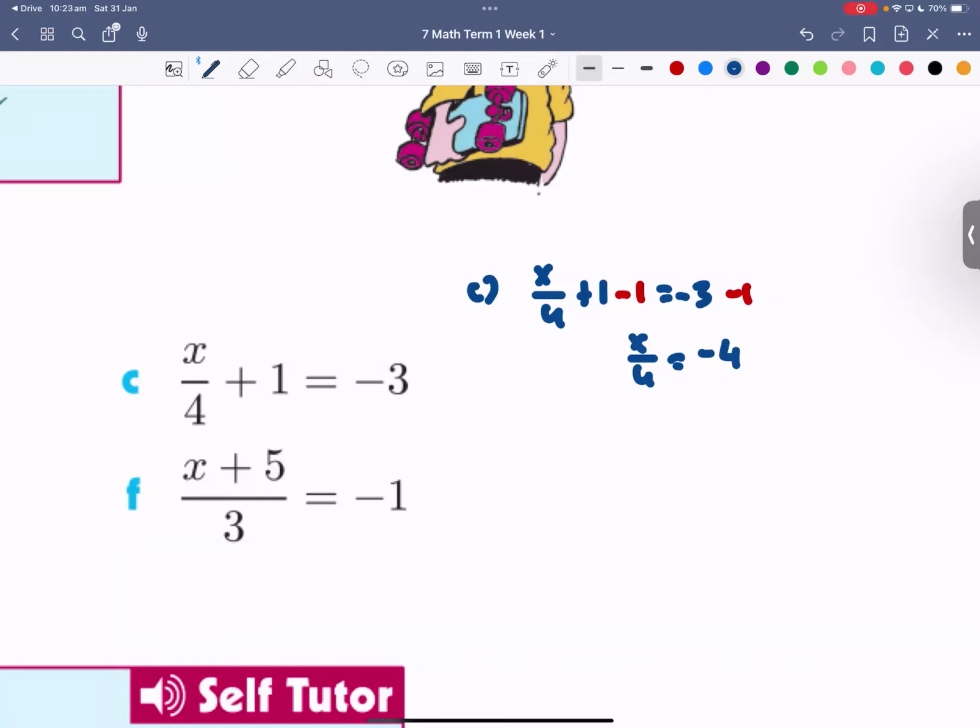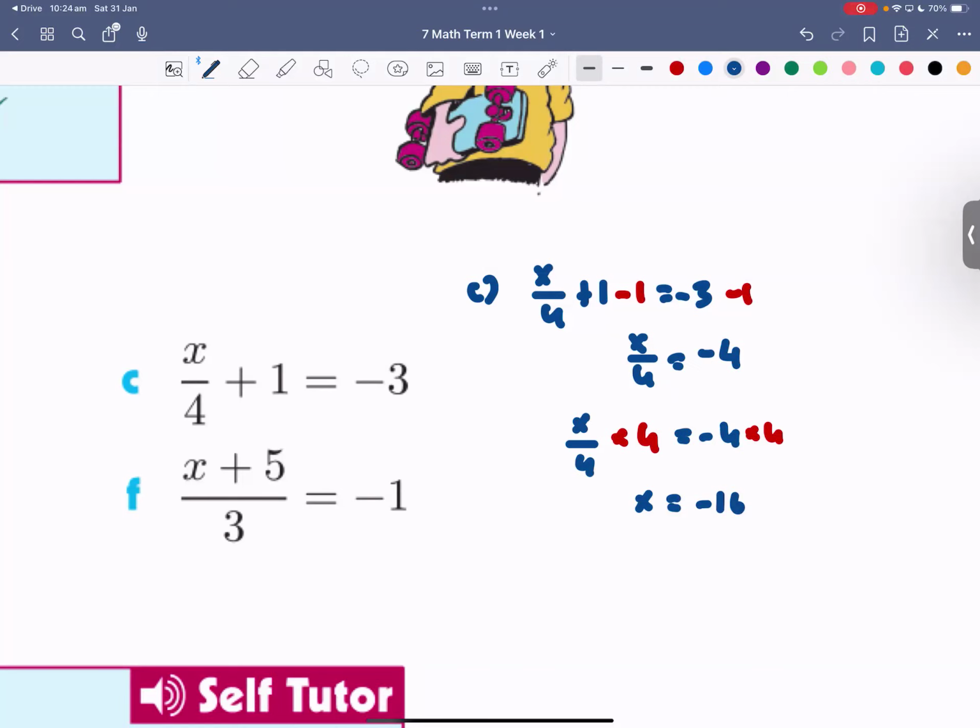-$4. Yes. And then how do you get rid of that divide by 4? Times 4. We do times by 4 to both sides. Times by 4 here and times by 4 here. All right. So then that becomes X equals -16.